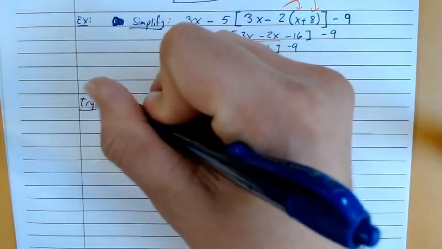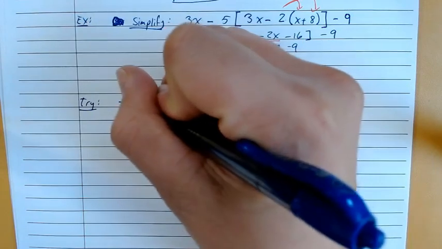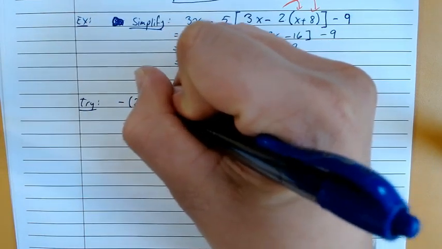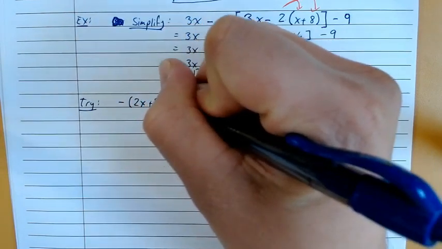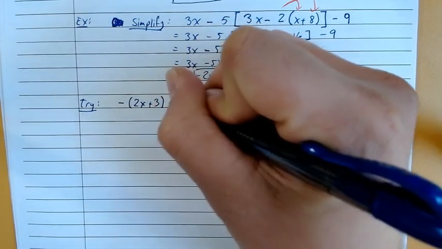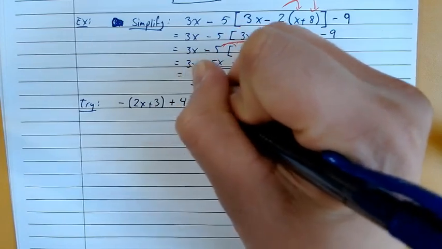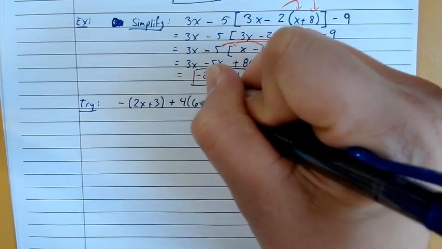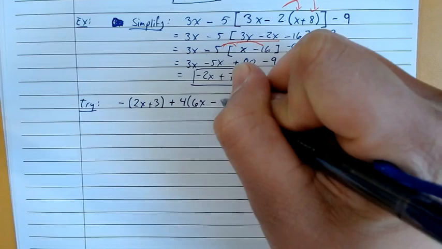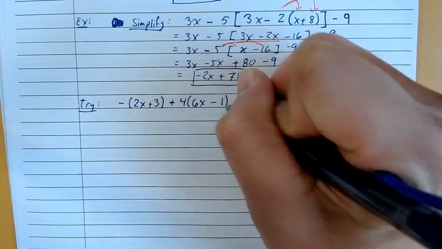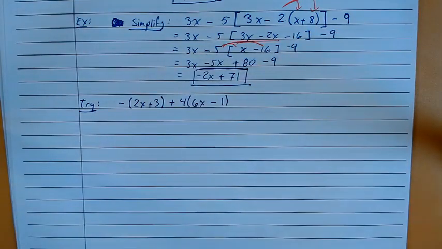Go ahead and simplify minus 2x plus 3, like that, plus 4 times 6x minus 1. Like that. Okay. Go ahead and pause the video, simplify, and then once you are done, unpause and we'll go through it together.